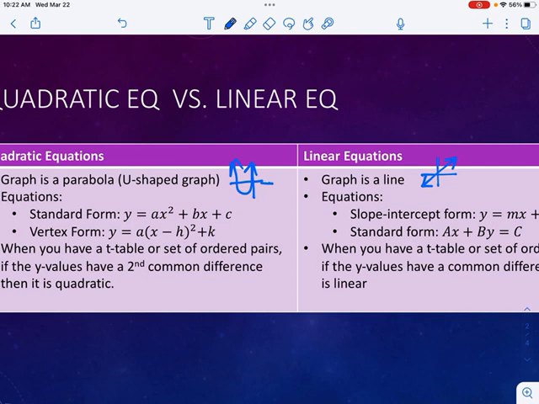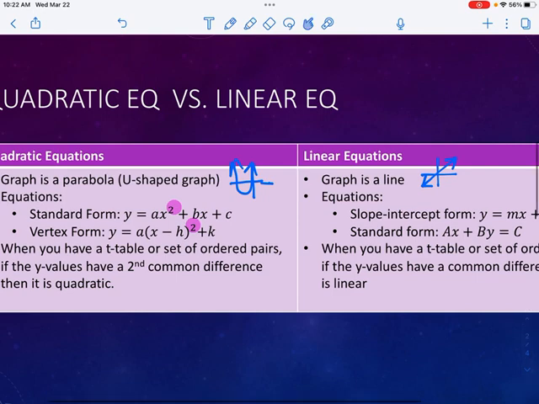Okay? We have two different equations that we've learned for quadratics. We have our standard form, y equals ax squared plus bx plus c. We've also learned our vertex form, y equals a times the quantity x minus h squared plus k. The thing that makes it a quadratic is the fact that there is a square there. So our highest exponent that is being used is a square, a second power. So therefore, that is causing it to be a quadratic.